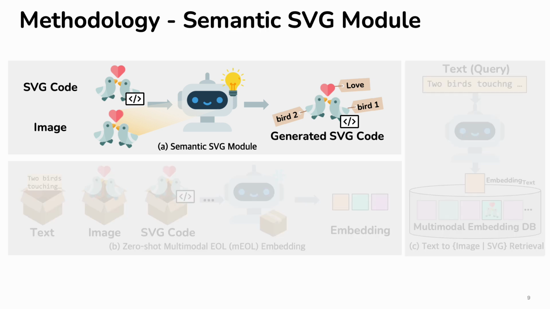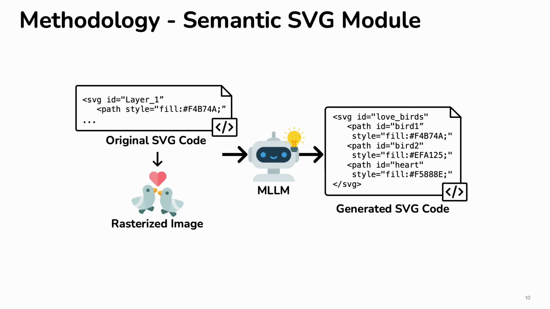First, we've got a semantic SVG module. Basically, raw SVG code is often messy and lacks semantic meaning, with nondescript IDs like layer 1 or missing IDs. This is where our SVG module comes in. We use an MLLM-based visual reasoning approach to rewrite this code, adding meaningful labels like bird or heart based on what it actually sees in the image. It's all about making that hidden structure readable, making it much easier for the embedder to process.